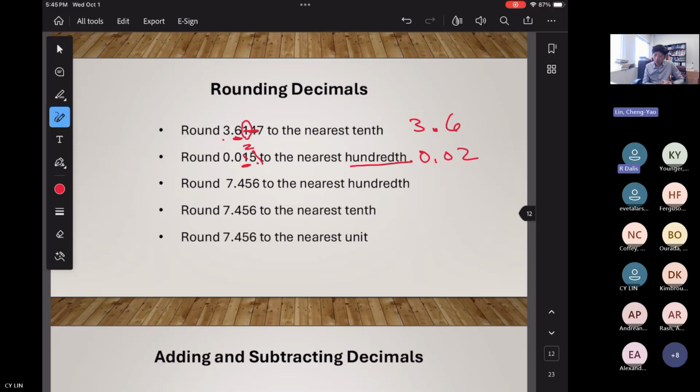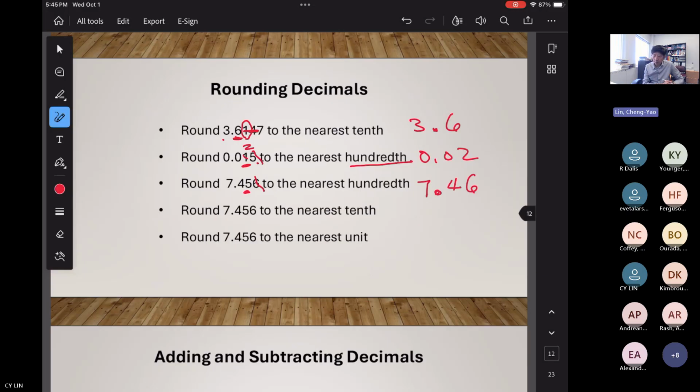Round 7.456 to the nearest hundredth. All right. So therefore, hundredths. I'm going to take the 5 and mark this one, and I'm going to use this one because 6 is greater than 5. So the answer is 7.46. Very good. Next one.